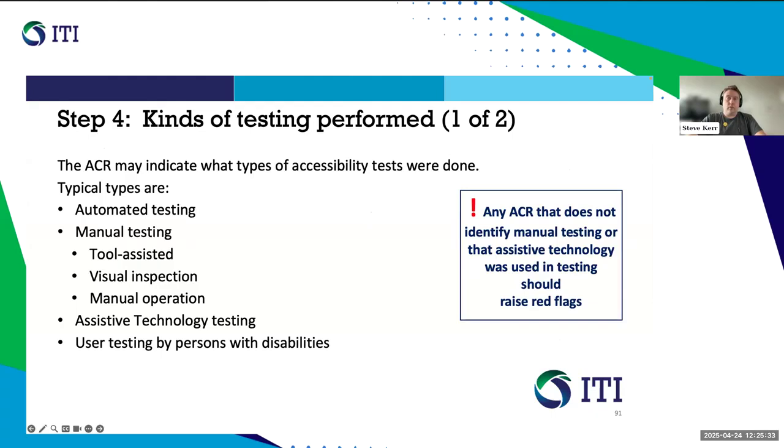The ACR could also indicate what types of tests were performed: automated testing, manual testing, which could include tool-assisted testing, visual inspection, and manual operation. Comments might also include if the product was tested with one or more assistive technologies and what those assistive technologies were, and whether or not there was any user testing performed by persons with disabilities. If the testing information is incomplete, it should raise red flags.